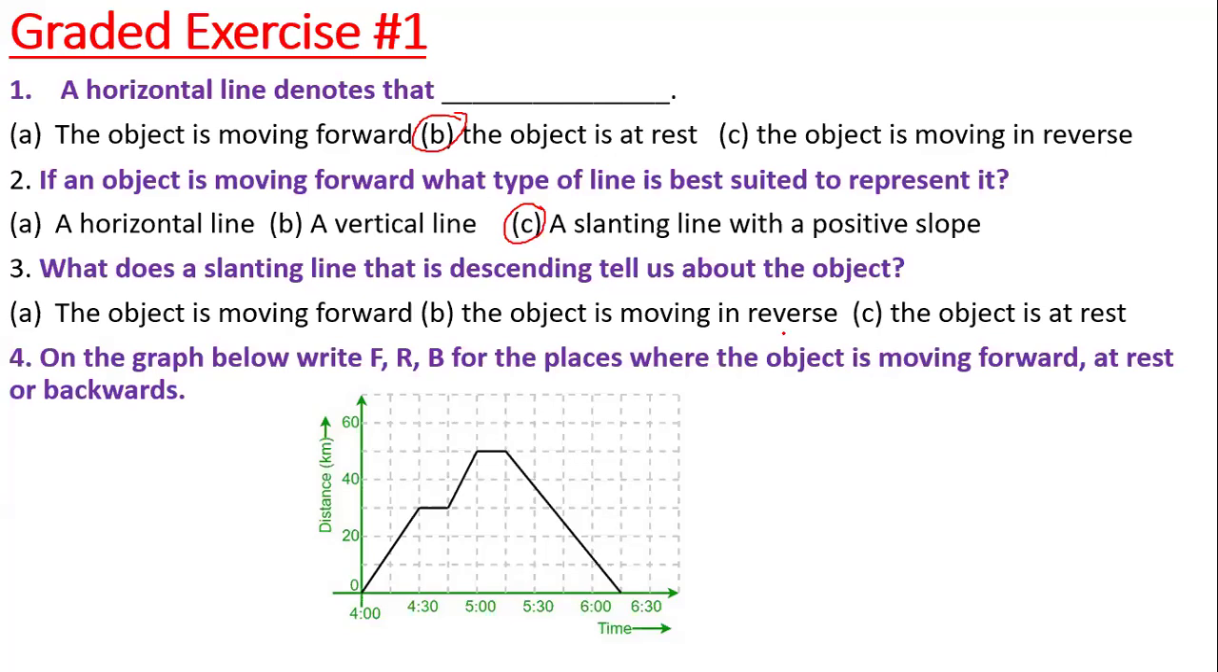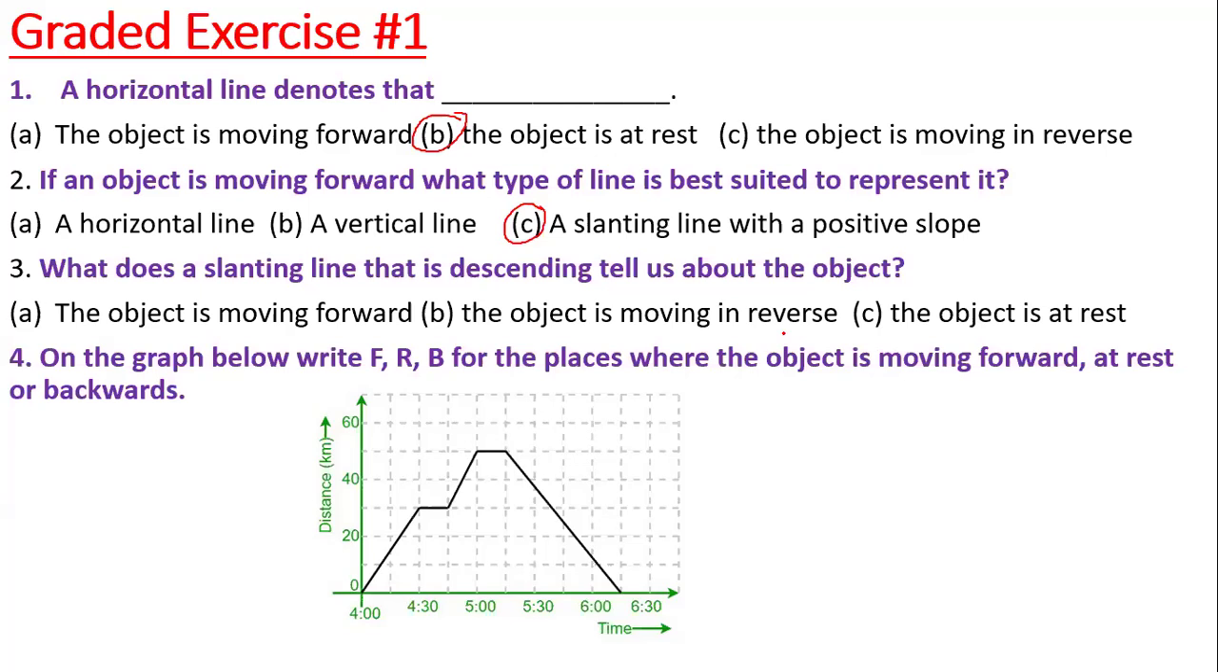All right. Okay, good. Go ahead, Antoine, read number 3. What does a slanting line that is descending tell us about the object? A, the object is moving forward. B, the object is moving in reverse. C, the object is at rest. Very good.